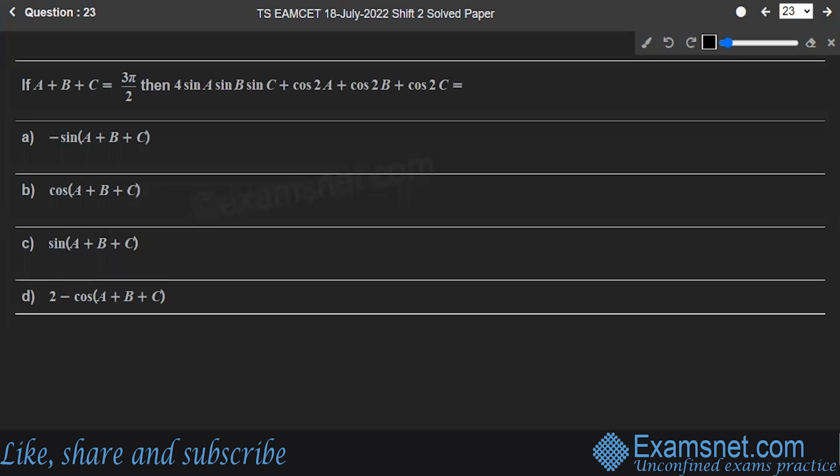Okay, so this question says a plus b plus c is equal to 3 pi by 2, and 4 sin a sin b sin c plus cos 2a plus cos 2b plus cos 2c is equal to what? One thing only is given, that a plus b plus c, the sum of the three angles, is equal to 3 pi by 2. Now I'll pick up this portion of the sum.